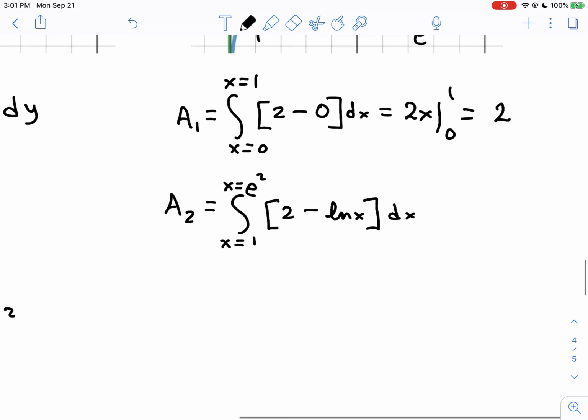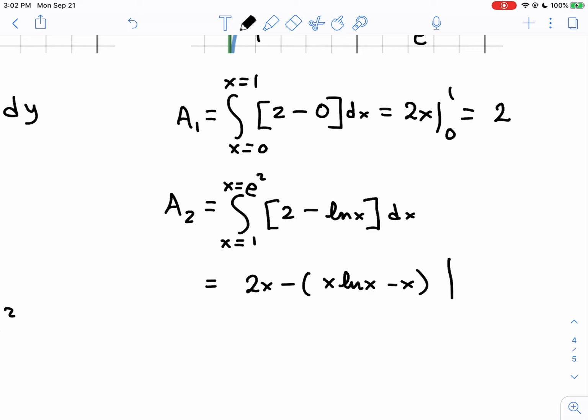All right, so this will be a little bit more involved to integrate. We're going to integrate the 2 part first. We get 2x minus, and then an antiderivative of natural log of x. This is one that we did using the table method when we did integration by parts. If you look back in your notes, you'll see that the antiderivative of natural log of x is going to be x natural log of x minus x. And then we're going to evaluate this from 1 to e squared.